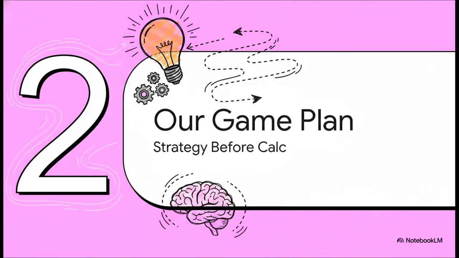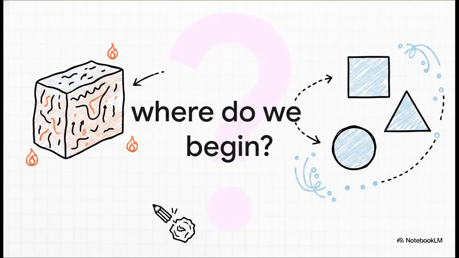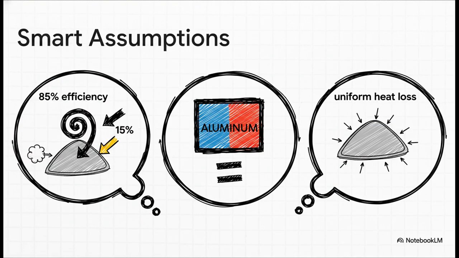Now, before we even think about touching a calculator, a good engineer always maps out a strategy. I'm telling you, this is the most important part of solving any problem. It's not about memorizing formulas. It's about understanding your approach logically. And this is often the trickiest part, isn't it? Just staring at the problem, wondering where to start. Well, the very first step is always to simplify the messy real world into a model that we can actually work with. Okay, first things first, let's make some smart assumptions to make our lives easier.